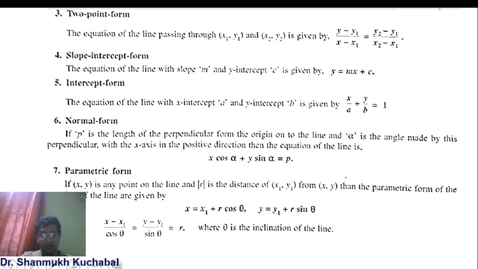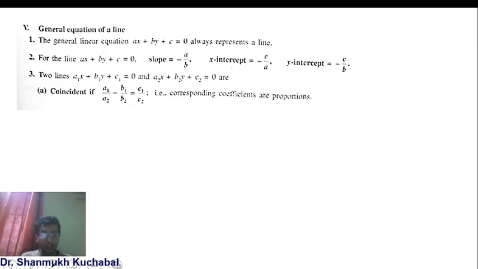So here the parametric form equations are x equal to x1 plus r cos theta, and y equal to y1 plus r sin theta. Here theta is the angle of inclination of the line. Next we'll discuss the general equation of a line. You have already studied it, but some things are new, so everyone please go through it.